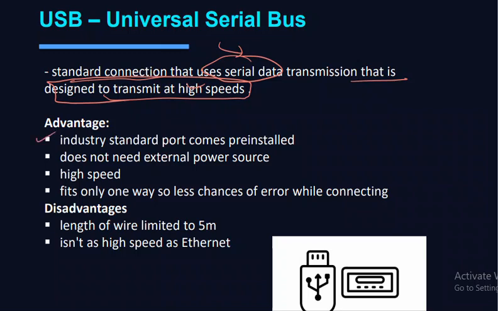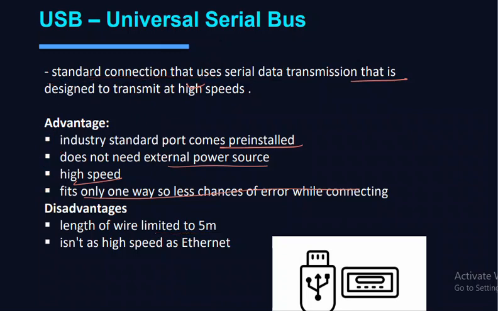It is used in industrial standard ports, comes pre-installed, does not need an external power source, is high speed, and feeds in one way, with less chance of error while connecting. The disadvantage is that it is limited to 5 meters, and its high speed isn't as high as Ethernet. Ethernet is a type of network connection where data is sent faster than over the universal serial bus, because it comes with electricity and so on.